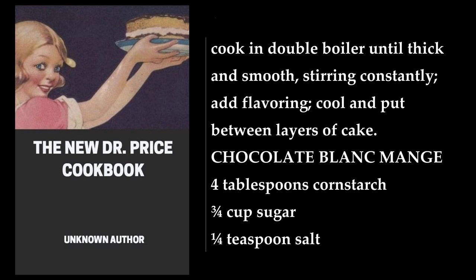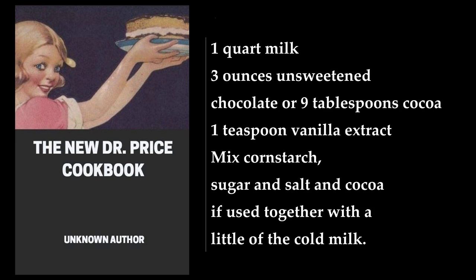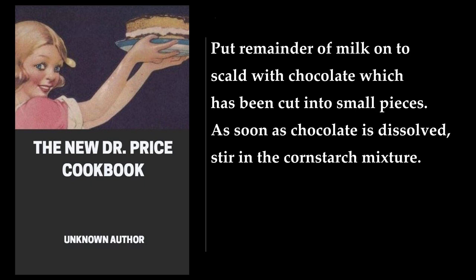Chocolate Blanc Mange. 4 tablespoons cornstarch. 3/4 cup sugar. 1/4 teaspoon salt. 1 quart milk. 3 ounces unsweetened chocolate or 9 tablespoons cocoa. 1 teaspoon vanilla extract. Mix cornstarch, sugar and salt, and cocoa if used, together with a little of the cold milk. Put remainder of milk on to scald with chocolate which has been cut into small pieces.